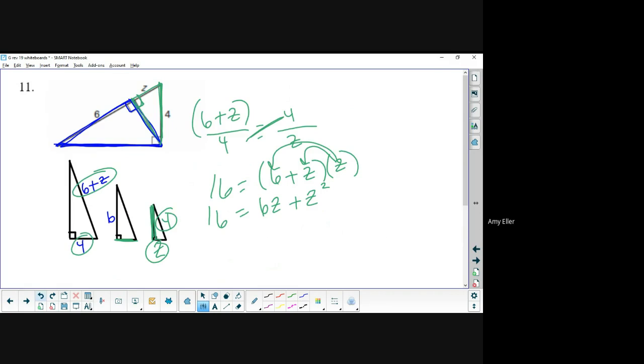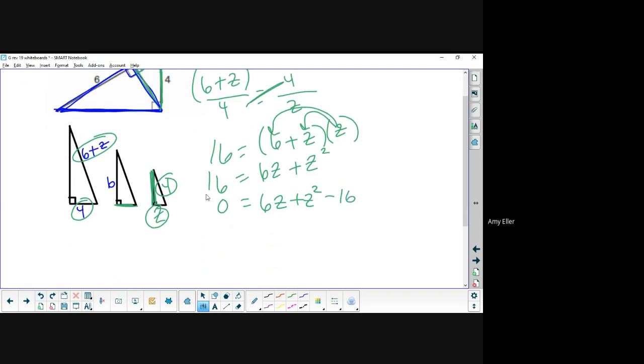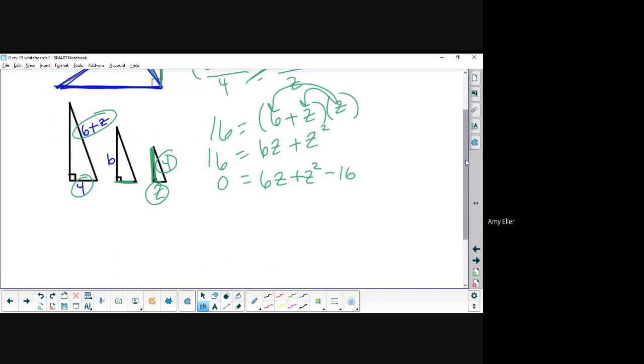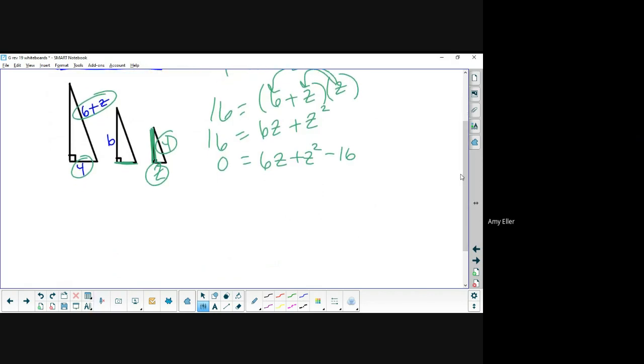Now let's move the 16 to the other side. Just subtract 16 on both sides. Then we're going to get this in what we call standard form, which is just your highest exponent first. So that z squared we're going to write first, and then the 6z, and then the minus 16.